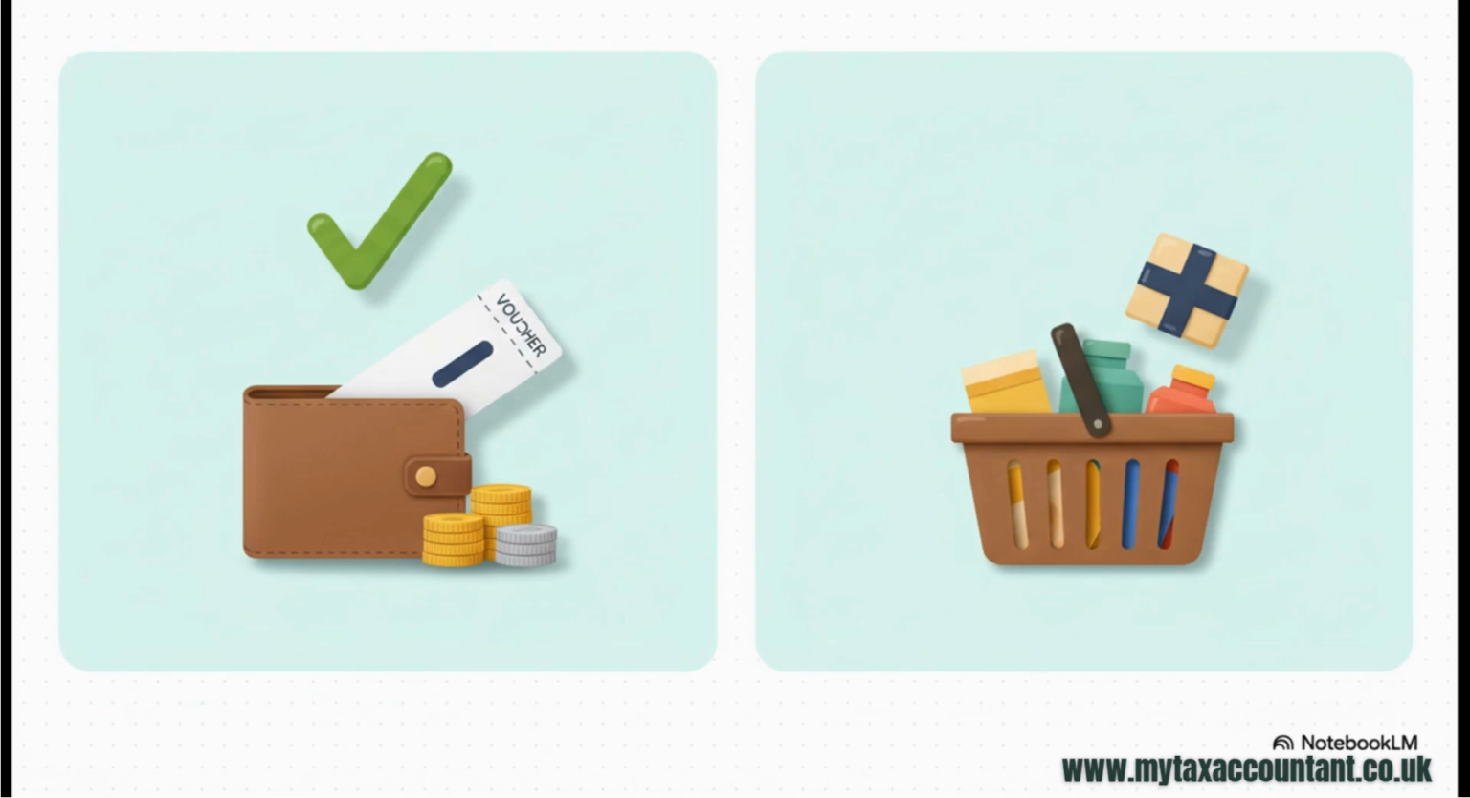This really lays it out perfectly. Think of your standard tax code like 1257L as a discount. It reduces how much of your income gets taxed. A K code? It does the complete opposite. It's like adding another item to your shopping basket just before you pay. It adds to your taxable income to make sure every last penny of those benefits is accounted for.